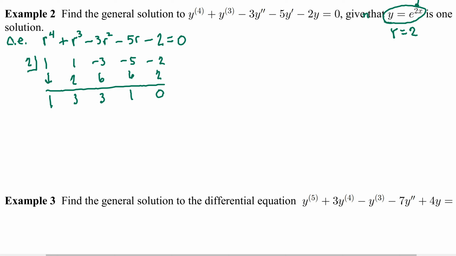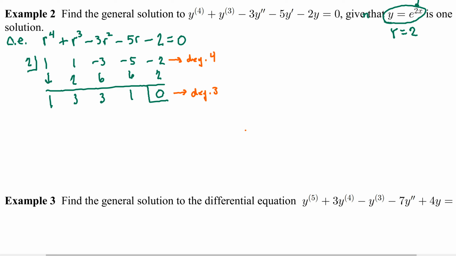Recall that in synthetic division, this last term is the remainder. So we have proved that 2 is in fact a 0 or a root of this fourth degree polynomial equation. Recall that this first line represented a degree 4 polynomial equation. After one round of synthetic division, everything on this baseline represents a degree 3 polynomial equation, specifically 1r cubed plus 3r squared plus 3r plus 1. So we can anticipate that there's 3 more solutions to this algebraic equation.